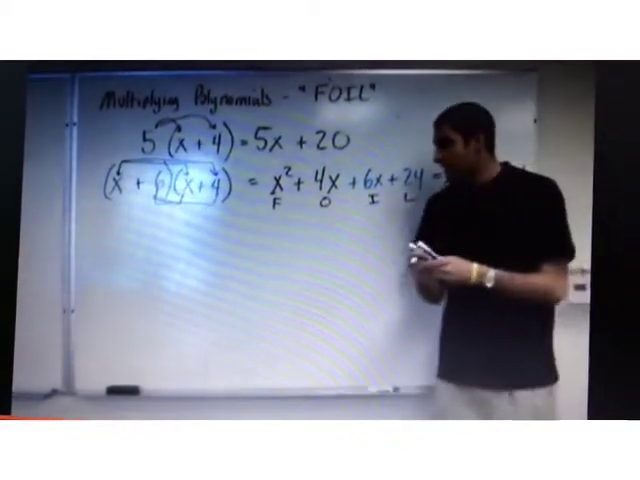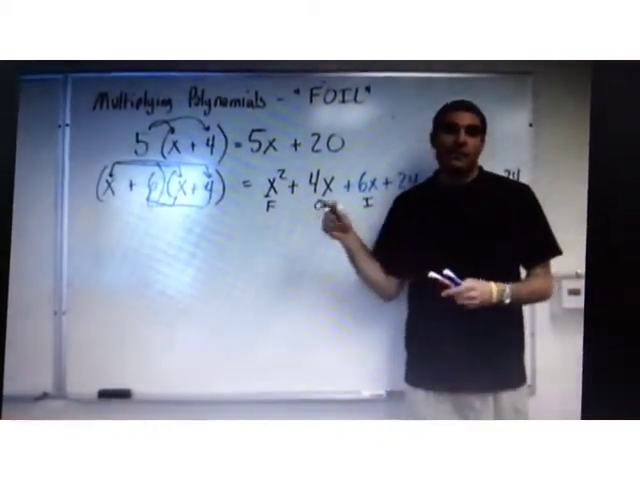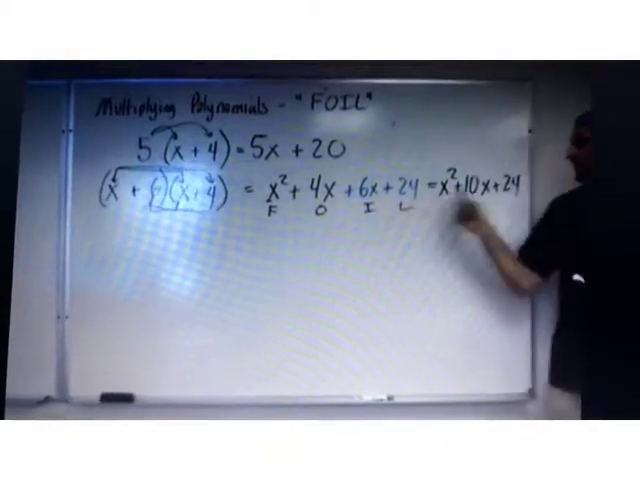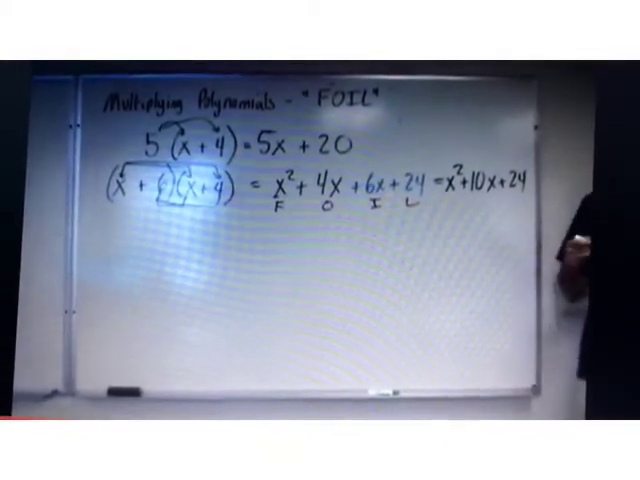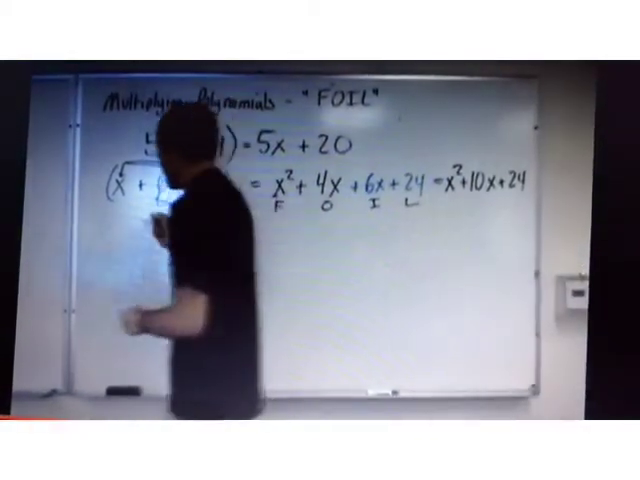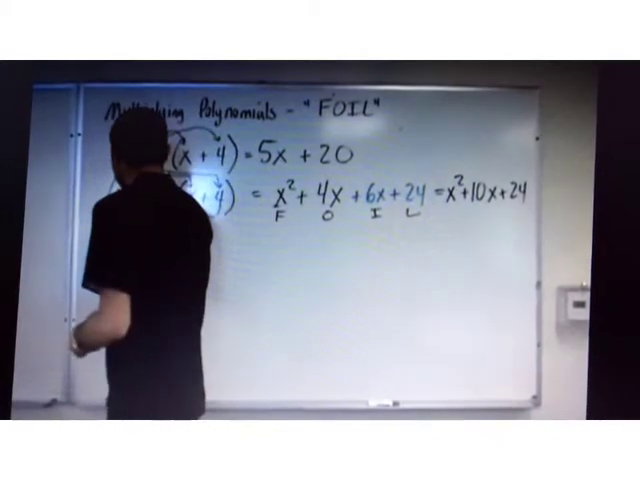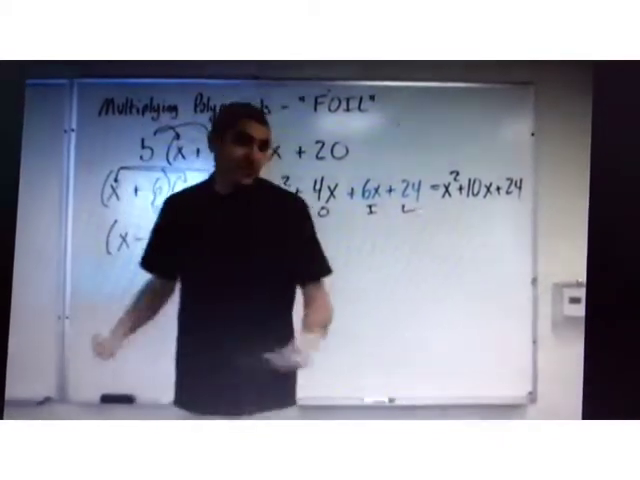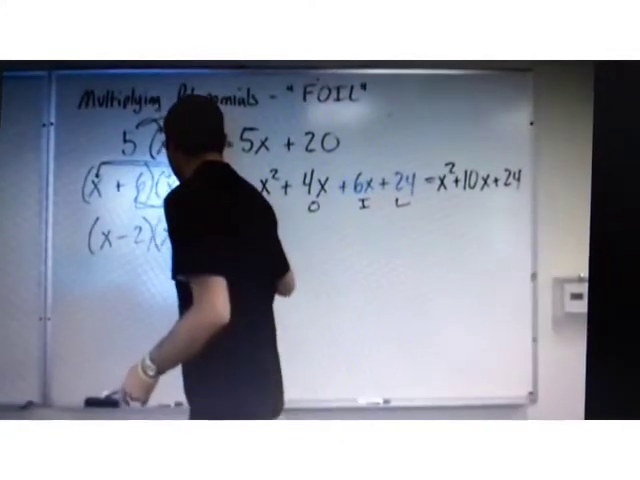And here's a big hint. The O and the I usually will combine, like they do here. The O and the I combine to make 10x. Okay, let's try another one. Okay, yeah, I did say just now. X minus 2 as well, right? Yeah.